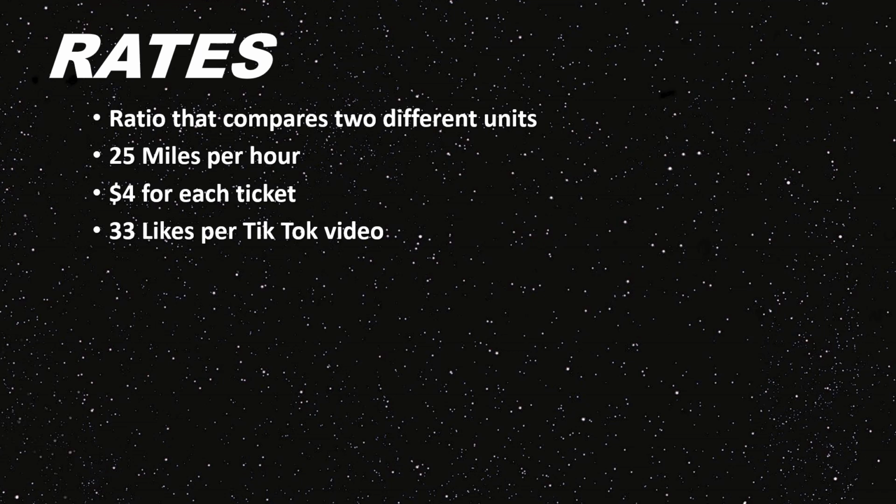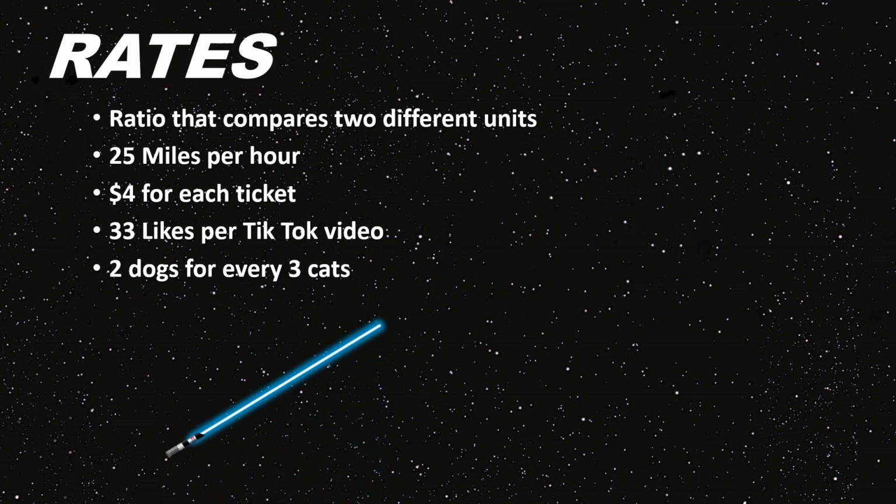33 likes per TikTok video. These are two different things. We're talking about likes and we're talking about videos. Or if I asked you how many dogs there are compared to cats in a pet shop, you could say there are 2 dogs for every 3 cats. In all of these examples, we're showing you a ratio comparing two completely different things.